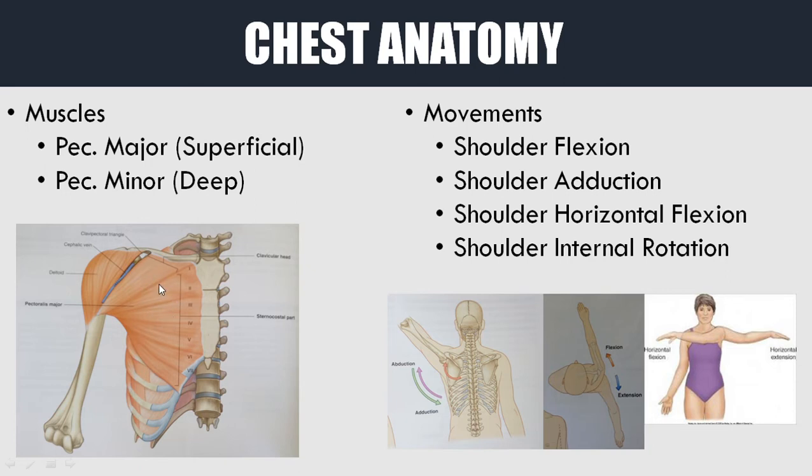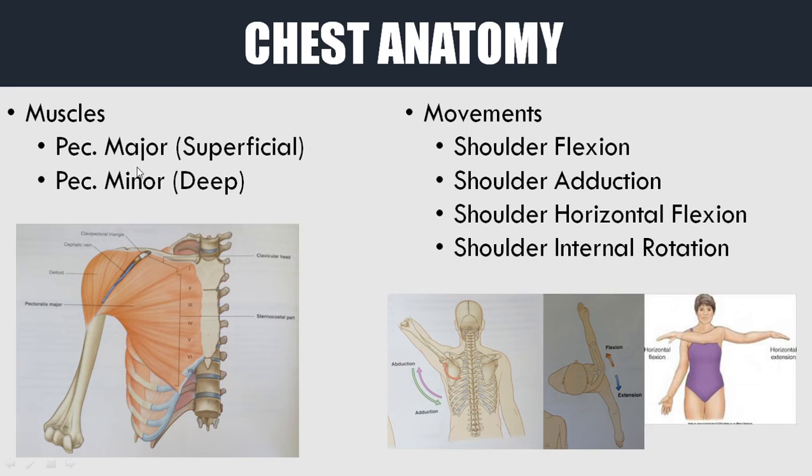So in terms of physical appearance, because the pec minor is behind the pec major and it's much smaller, we don't really have any consideration for that when we're talking about physical appearance. So when we're talking about hypertrophy for the chest, we're referring primarily to the pec major.